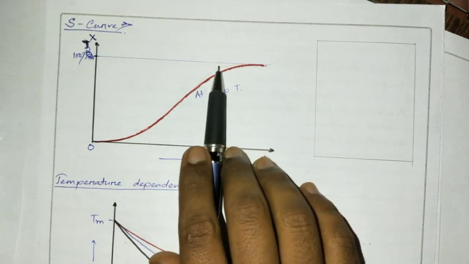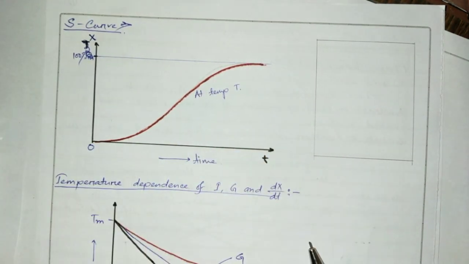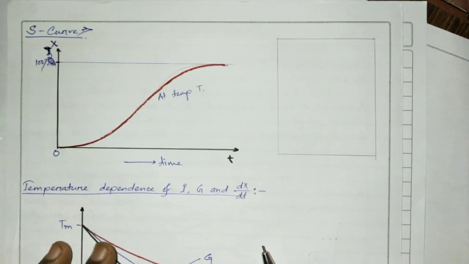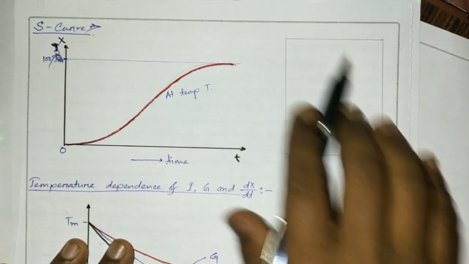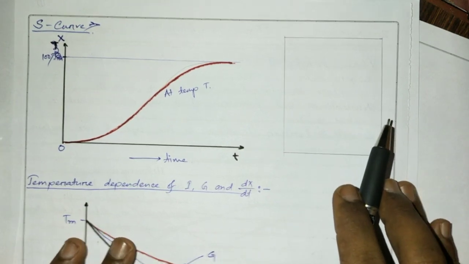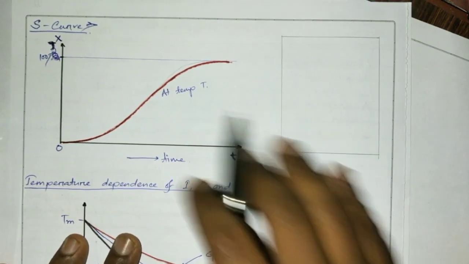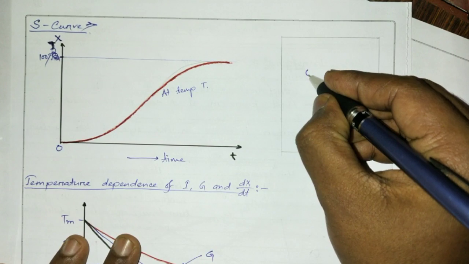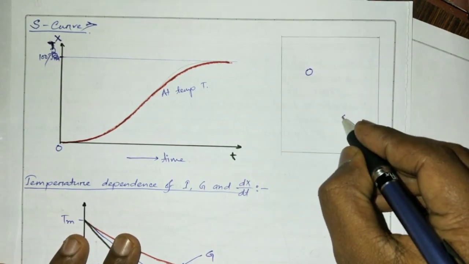Now why does this S curve take place? We must see the mechanism of phase transformation first. Suppose we take a glass of water. What happens is, when we gradually cool it, first of all formation of nuclei will take place.